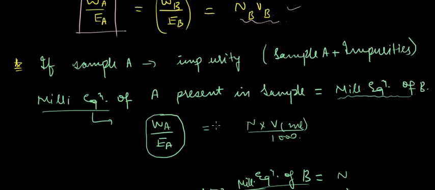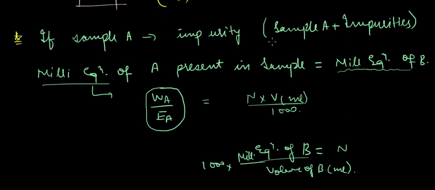Okay, so suppose our sample A also contains impurity, meaning it contains sample A plus some impurities, then the milli equivalents of A which are present in the sample should be equal to the milli equivalents of B. So the given mass of A can be calculated with the help of EA and N into V divided by 1000, because we are taking this number of equivalents in milli equivalents.